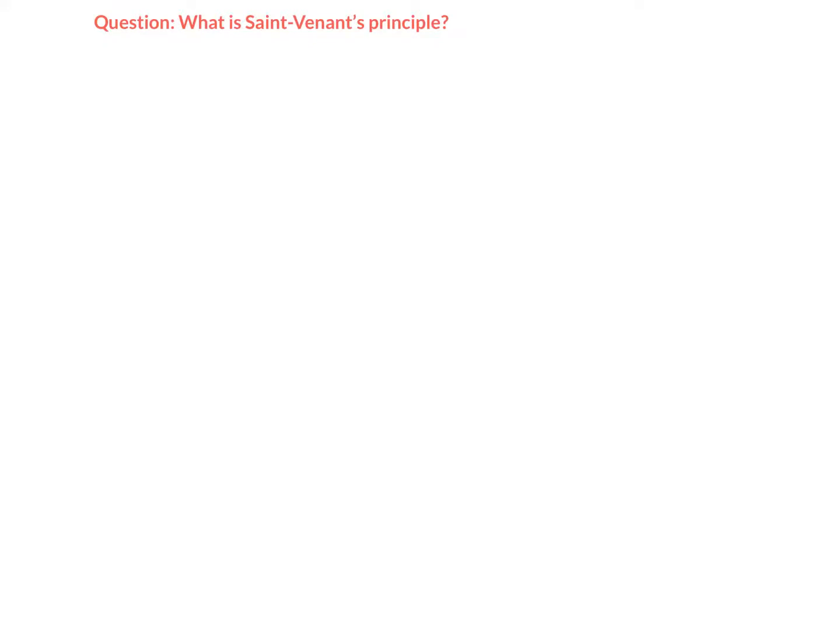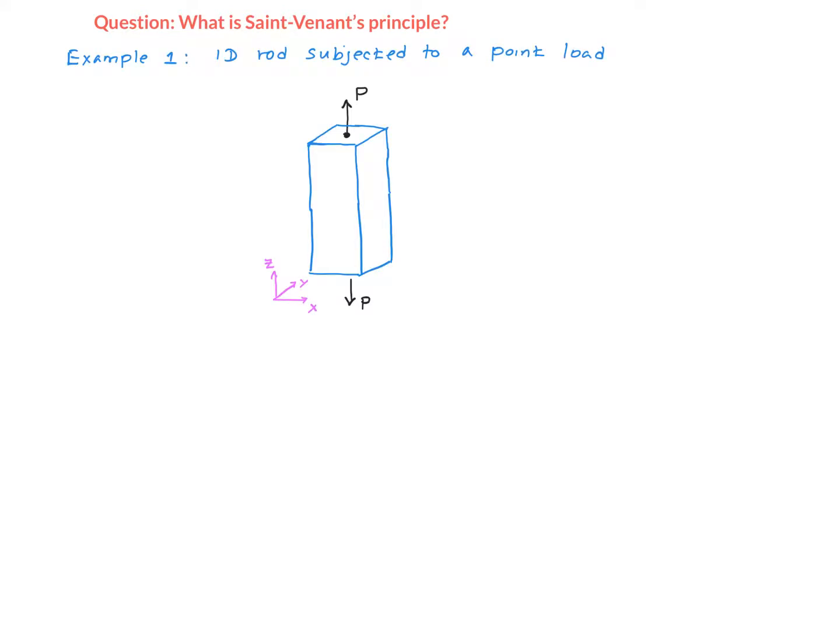The question we are trying to address here is, what is Saint-Venant's principle? In answering this question, I'm going to consider a one-dimensional rod subjected to a point load like shown in this picture. Supposing, say, this load P is applied at a point on this cross-section. This is a pretty good approximation for what happens in reality.